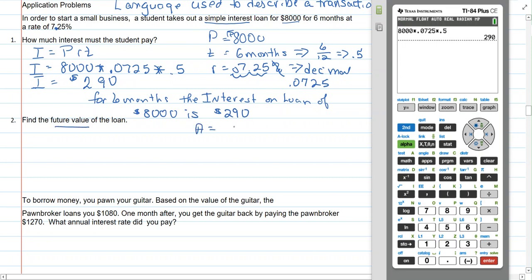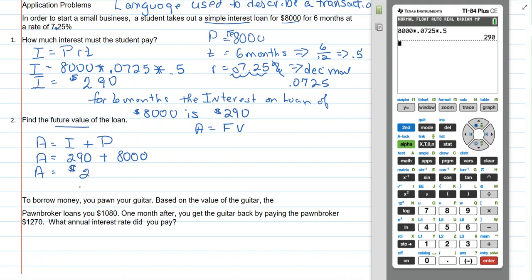Great. Okay, so now we want future value. A equals future value. All right. So we want to know that our A is equal to I plus the original amount of the note. Common sense, right? So in the 6 months, they're going to have to pay $8,290.